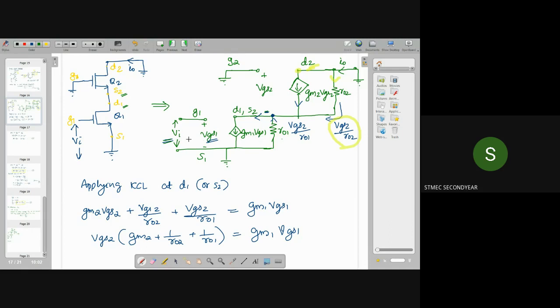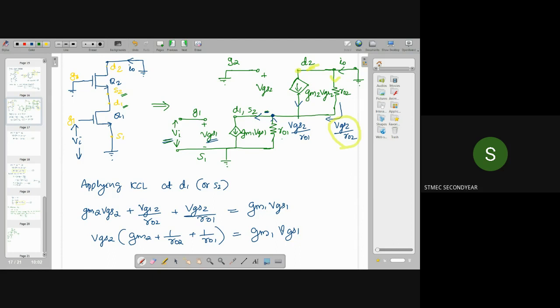So Vi equal to 0 results in VGS1 equal to 0. That means gm1 into VGS1 equals 0, so the value of the current source is 0. Current 0 means we can replace it with an open circuit, right? If it is an open circuit, no current will flow. So this will become an open circuit since Vin equals 0.